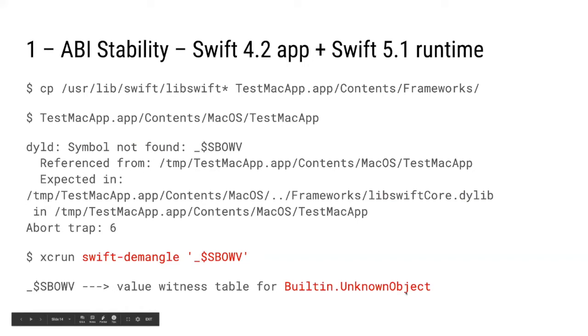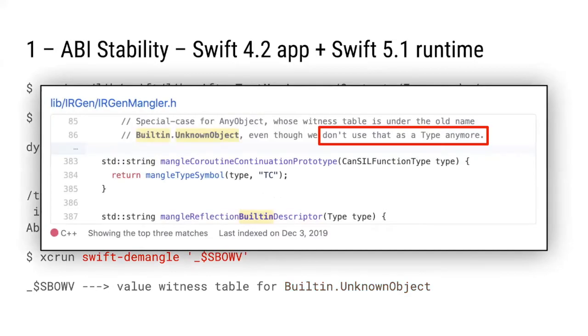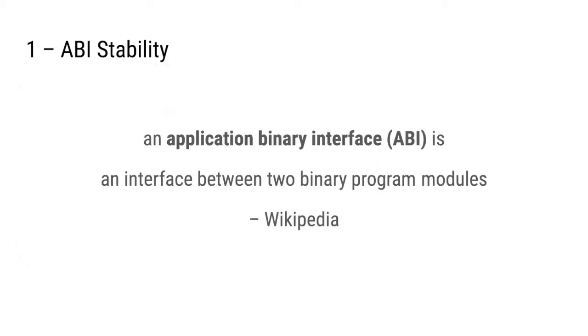So why is this unknown object missing? Swift is open source, so if you try to search for this unknown object, you will see that this unknown object type was removed in Swift 5. So, as you said, the application compiled with Swift 4.2 uses that type, but the Swift 5.1 runtime doesn't have it. So yeah, that's the problem. And now we can finally give the definition. What is an ABI? ABI stands for Application Binary Interface. It's kind of an interface or contract between two things, between two programs, two modules.